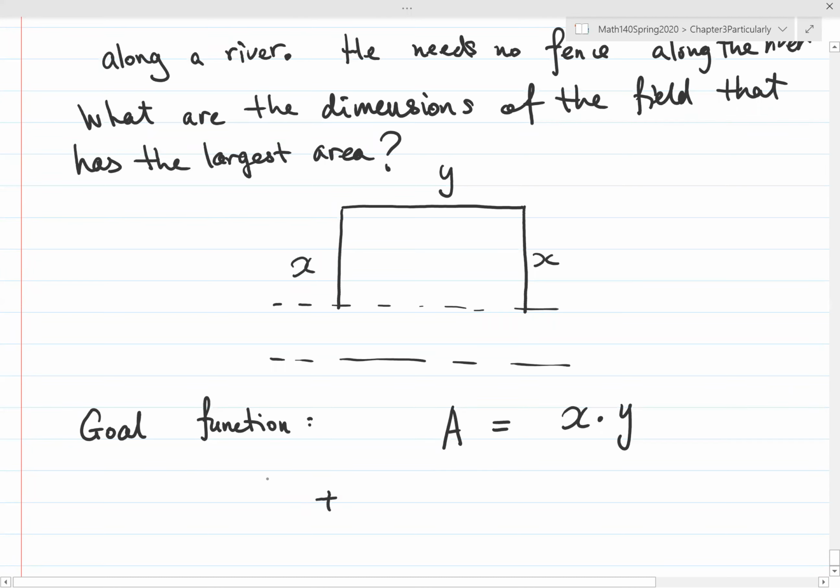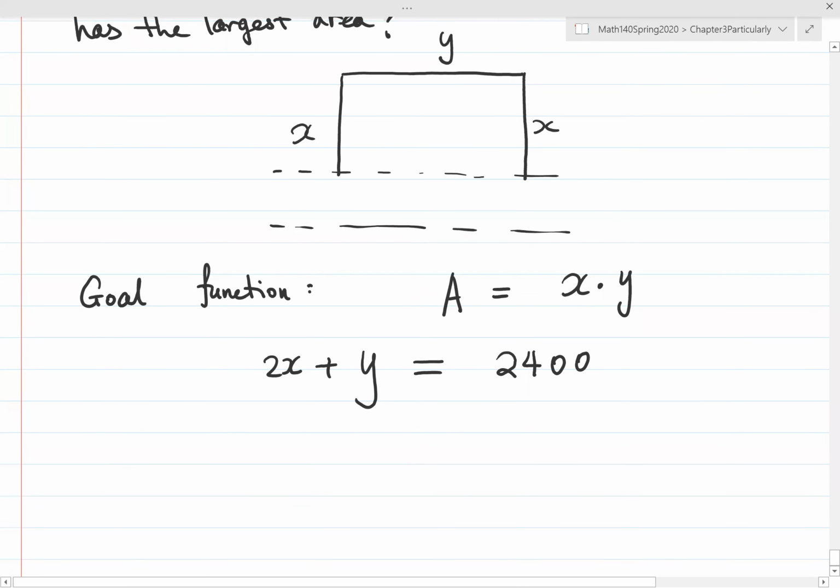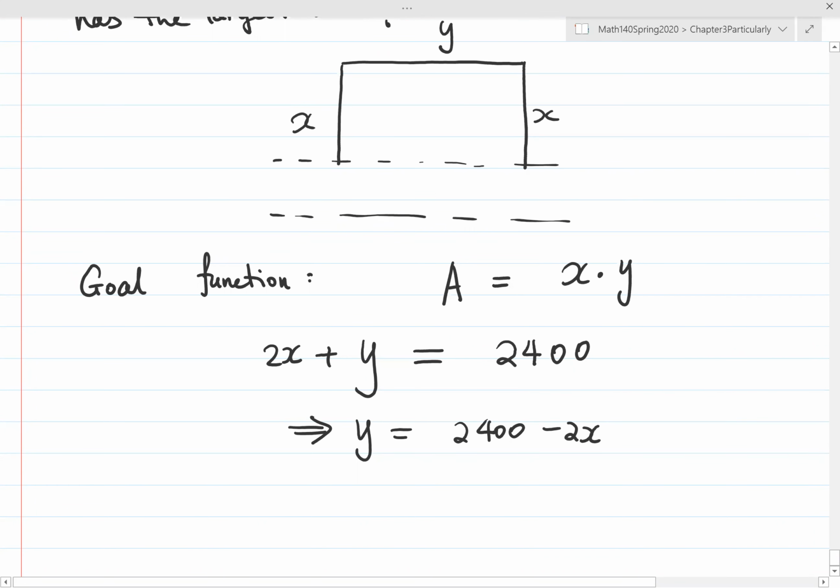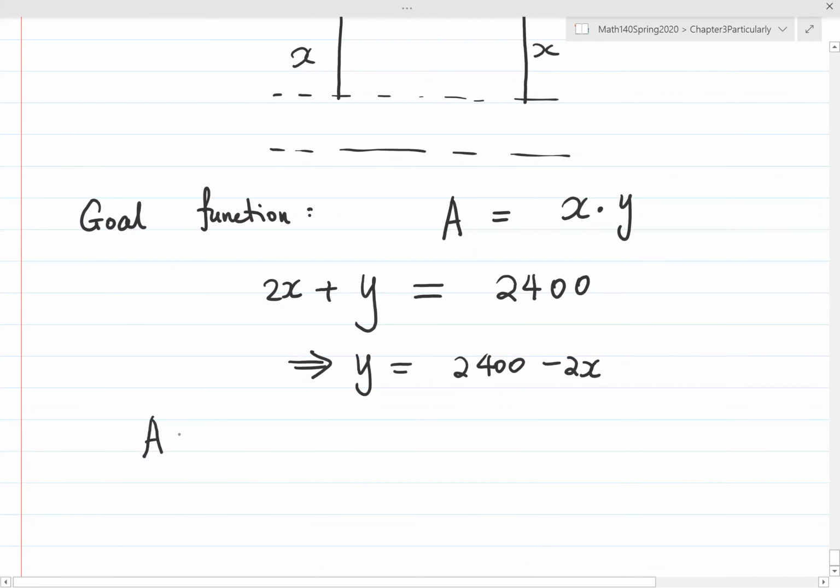We should use all the fencing, i.e. 2,400 feet, so that we can get a relation between x and y. If we solve for y in terms of x, then y is 2,400 minus 2x. Then we can substitute y to get the area E as a function of just one variable x, replacing y by 2,400 minus 2x.